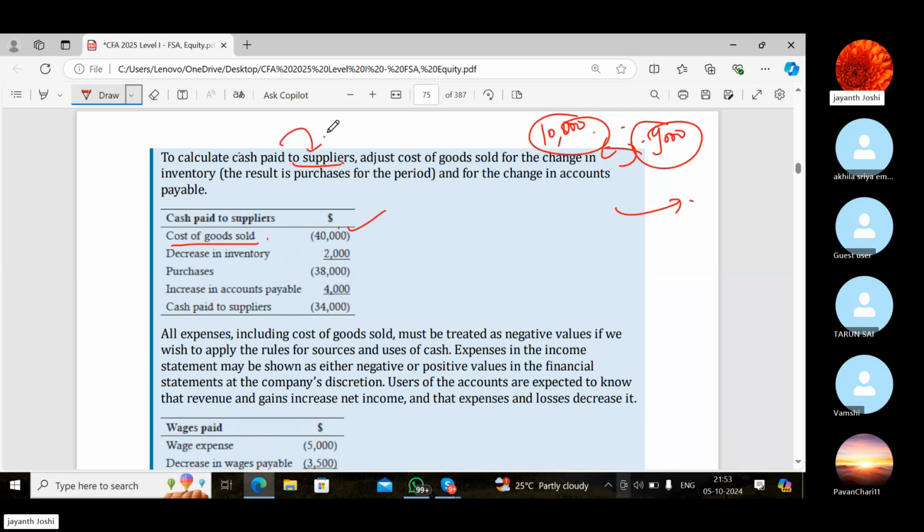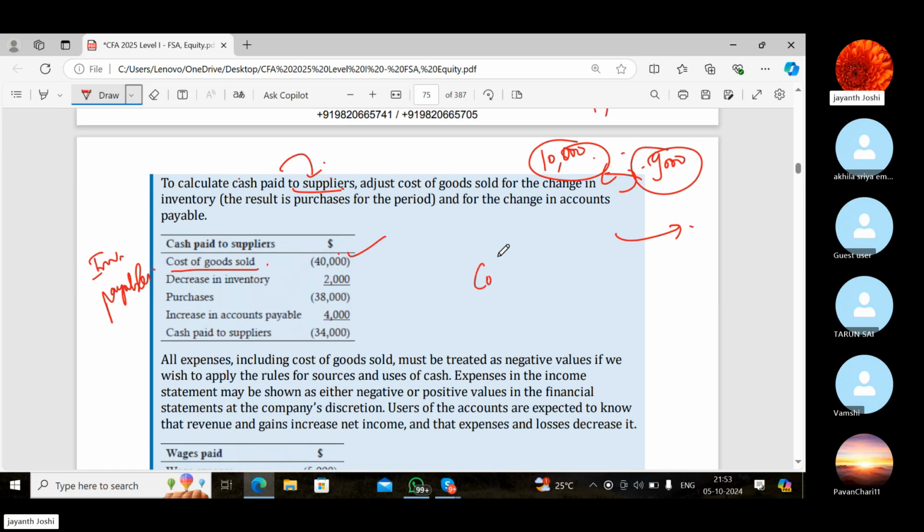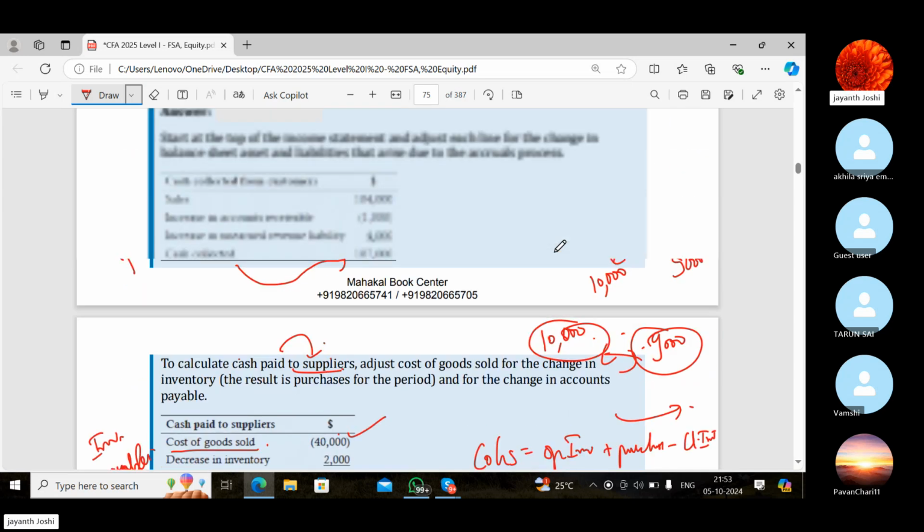You deal with what kind of assets or liabilities when it comes to suppliers? Inventory and also payables. Now let's go ahead. COGS is opening inventory plus purchases minus closing inventory. So here we will check what data is given.